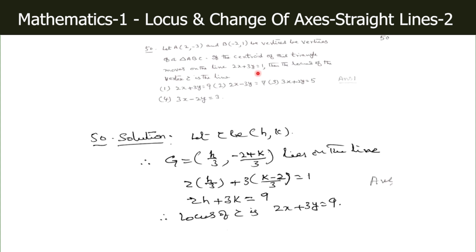Right. Number 50. Let A be (2, minus 3) and B be (minus 2, 1), the vertices.